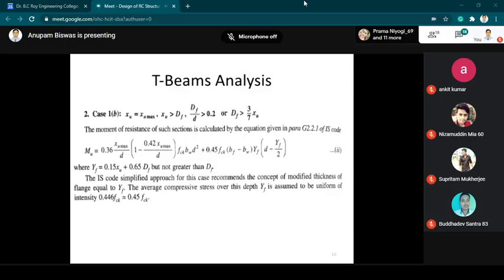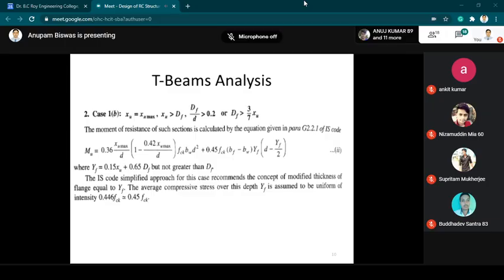I hope it is clear to everyone. If you have understood the drawing, if you have understood the figure, you will be able to understand why the equation is coming. Okay. The simplified equation is considered, not much complicacy is there. Only the cases you have to remember.